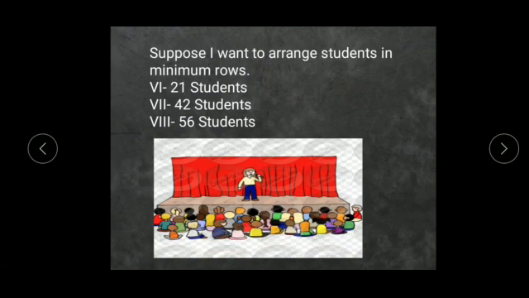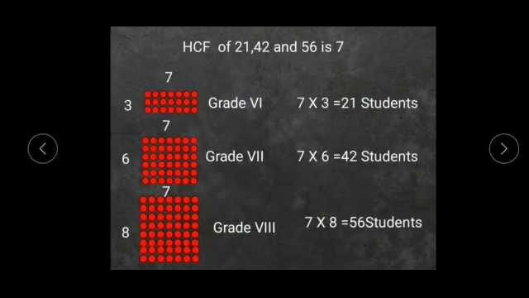Now let us see how many students are in each grade. Grade 6 is having 21 students, grade 7 is having 42 students, and grade 8 is having 56 students. So how can we do this sum? First of all, we will find out the highest common factor of all the three numbers. On finding the highest common factor of all the three numbers, we get the answer 7. So 7 students can be arranged in one group, or say in one row.